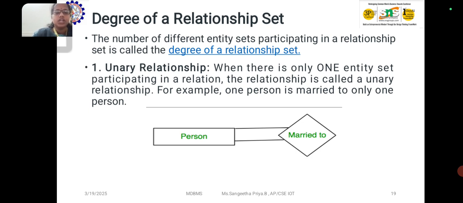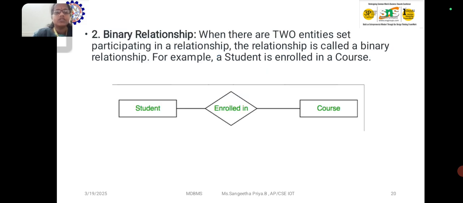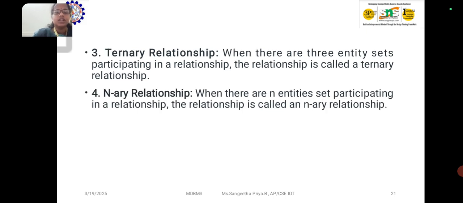The first one is the unary relationship, where only one entity set participates in the relationship. For example, one person is married to one person. The next one is the binary relationship, where two entity sets participate in the relationship. For example, a student is enrolled in a course. The third one is the ternary relationship, where three entity sets participate. The next one is the n-ary relationship, where n entity sets participate in the relationship.